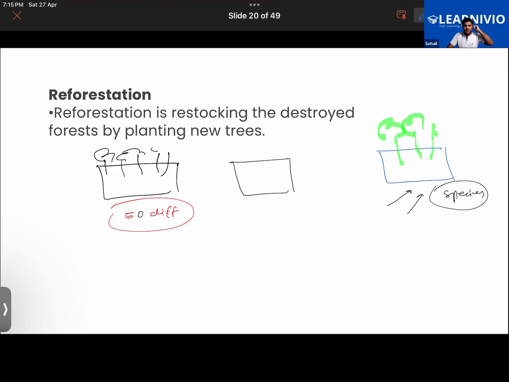Okay? So forests are actually very important. We normally ignore this fact, but forests are called the green wealth of our country. Forests are also called the green lungs of the earth. So you see, reforestation can have so many positive impacts on nature, on the earth.